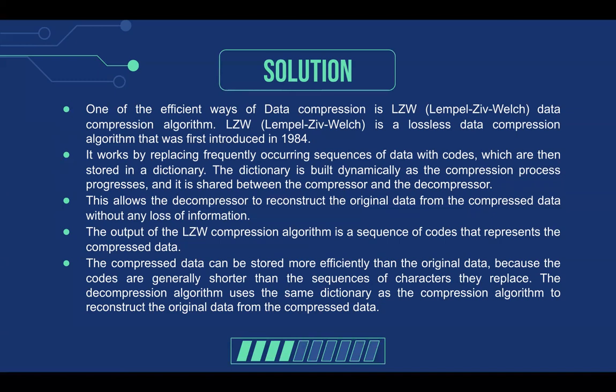The output of the LZW compression algorithm is a sequence of codes that represents the compressed data. The compressed data can be stored more efficiently than the original data because the codes are generally shorter than the sequences of characters they replace. The decompression algorithm uses the same dictionary as the compression algorithm to reconstruct the original data from the compressed data without any loss. Overall, the LZW algorithm is a powerful tool for achieving efficient and effective data compression.